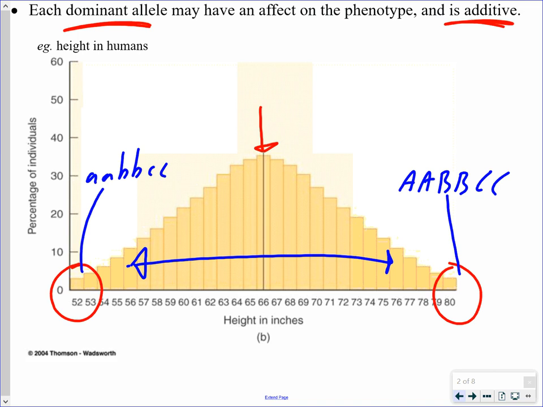One other thing that I'll point out is that, of course, height is not just dependent on genetics, it is dependent upon environmental factors as well. Things like diet, of course, are going to have an influence on how tall or short that individual actually is.